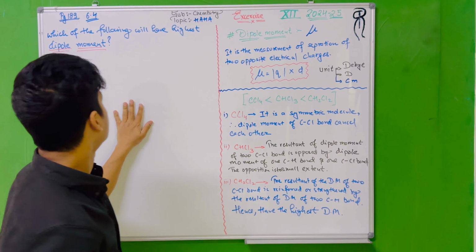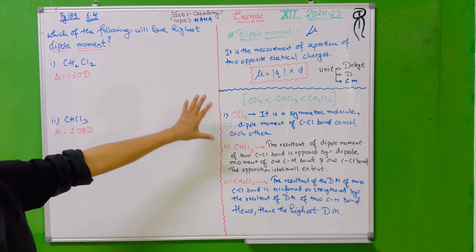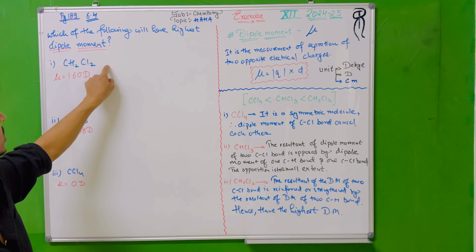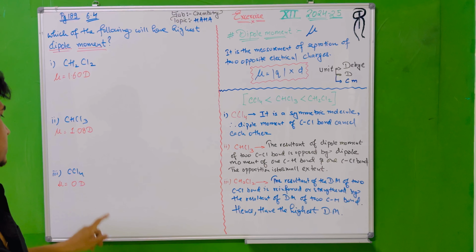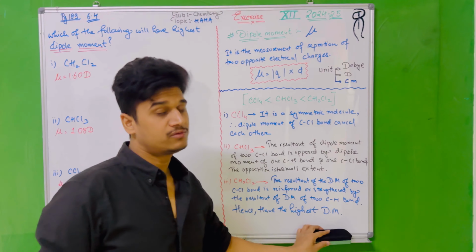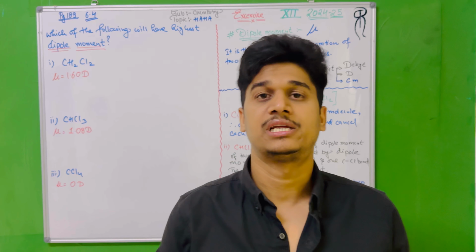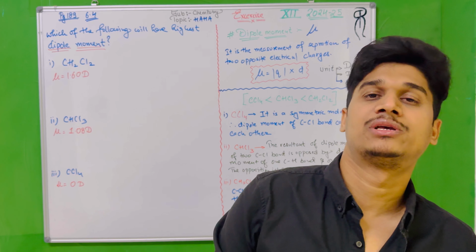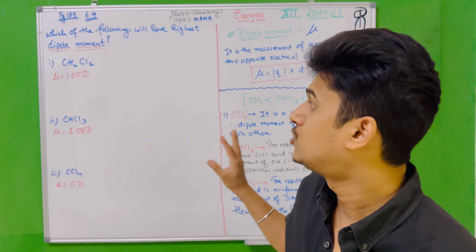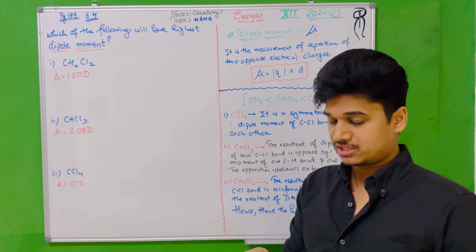Now let's come back to the question. Three molecules they have given you: CH2Cl2, CHCl3, CCl4, and they're asking you, out of these three, you have to arrange them, or just tell who will have the highest and who will have the lowest. That means just arrange it. Okay, so let's see first by opening the structure.